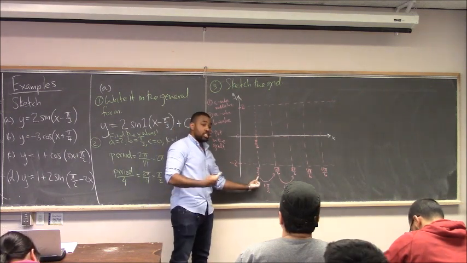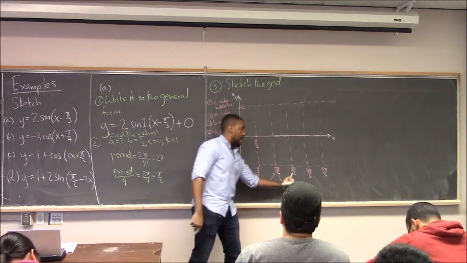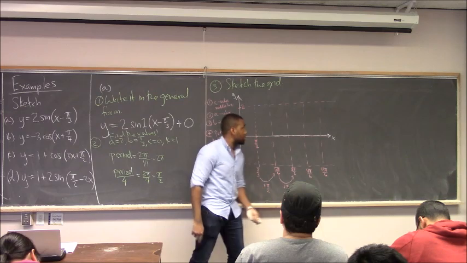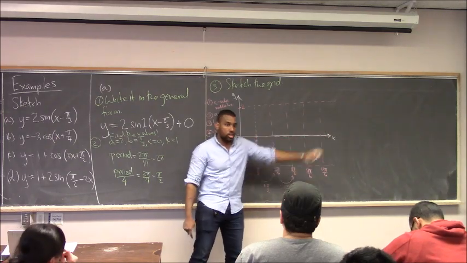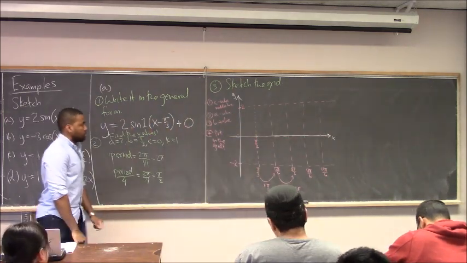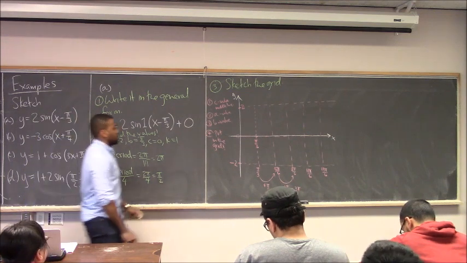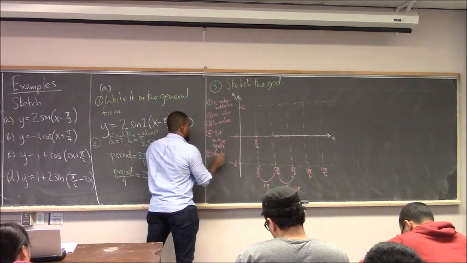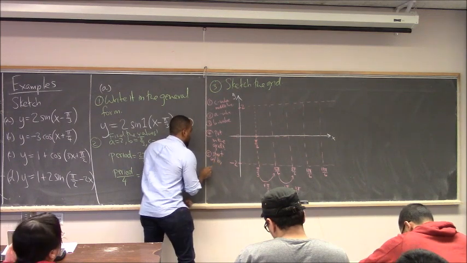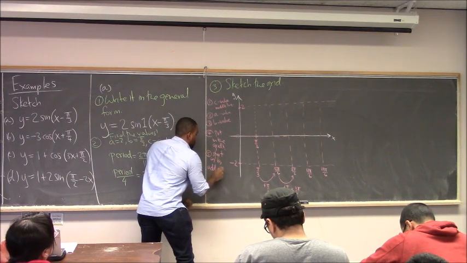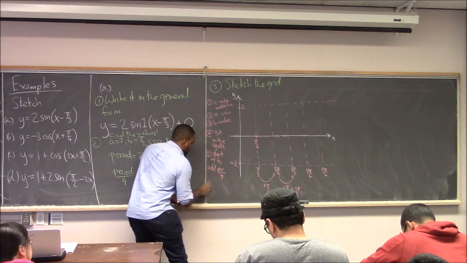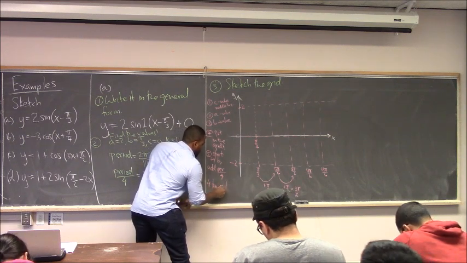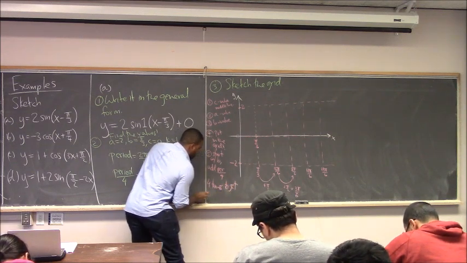Once you find the b, that's the starting point. Keep adding the period over 4 times. That's what your grid is, how your grid is going to line up. Start with b. Add period over 4 times to get other numbers.